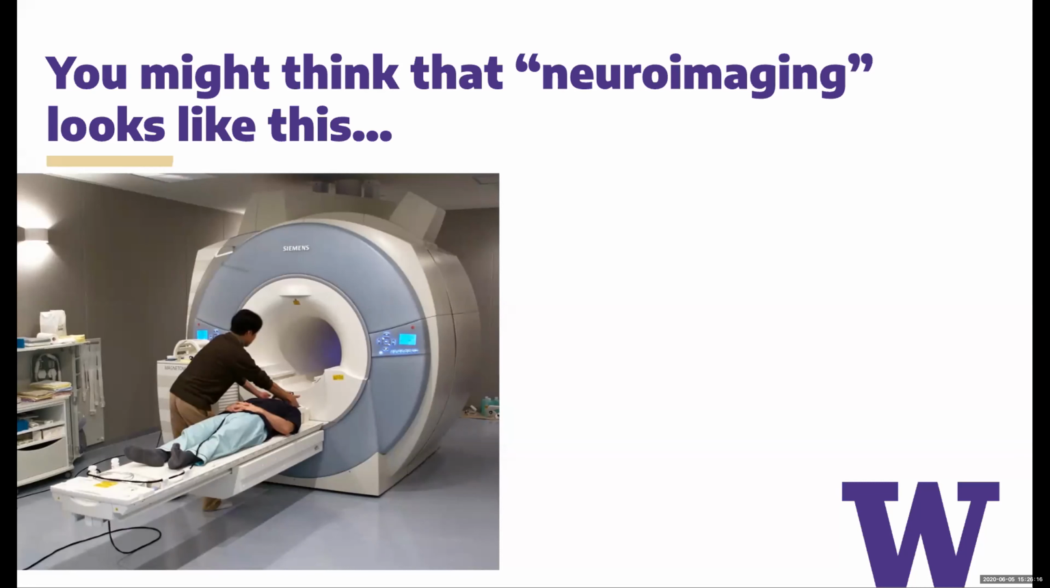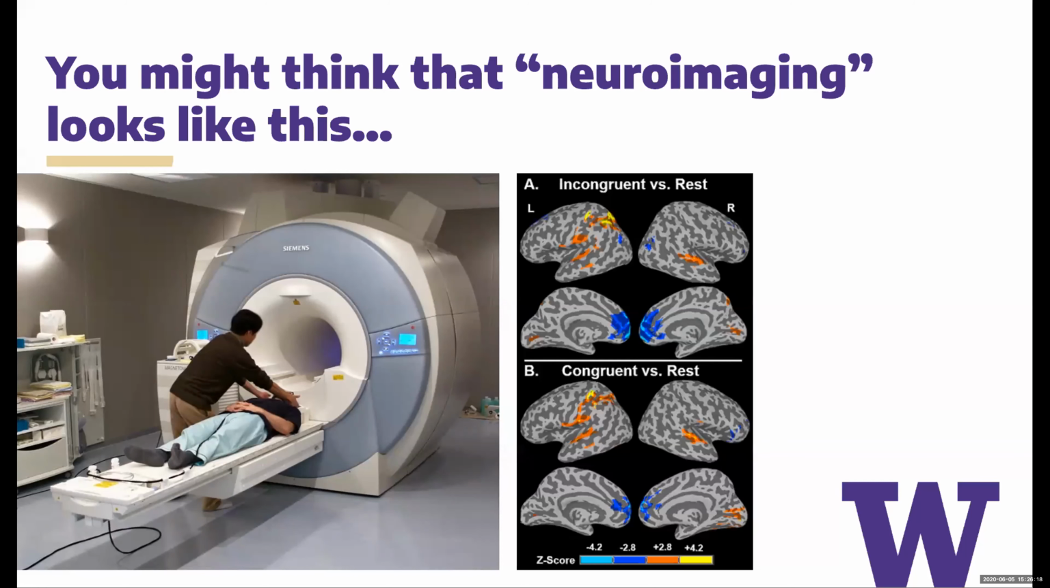People get into the lab, they get their head put into an MRI machine, and then people do this type of brain mapping experiment where they compare, for instance, one task condition versus another, and they find tiny specks of the brain that are more active in one condition versus the other. Now, that is still very true, but the truth is that this is old-fashioned neuroimaging.